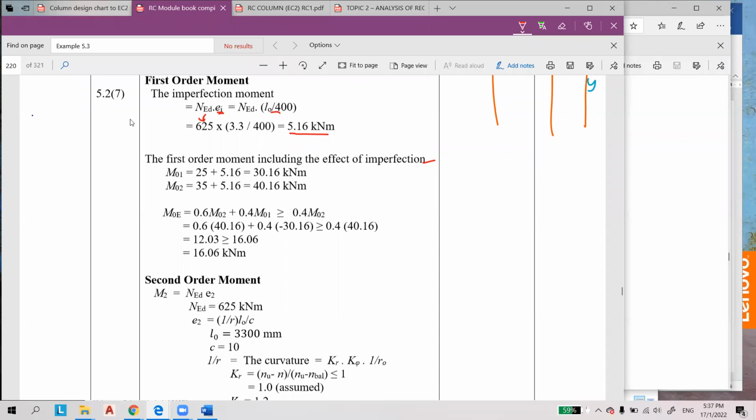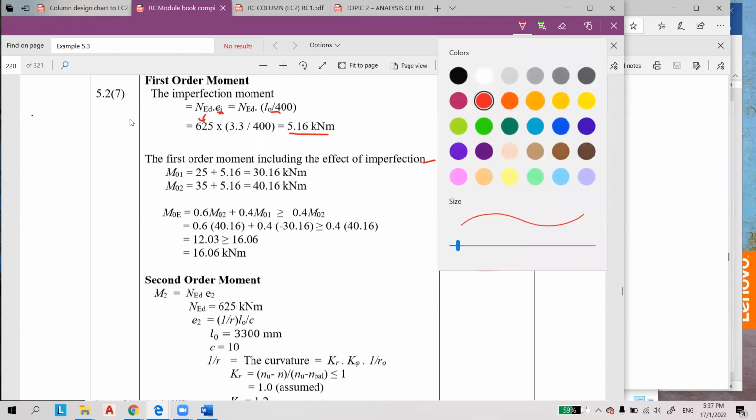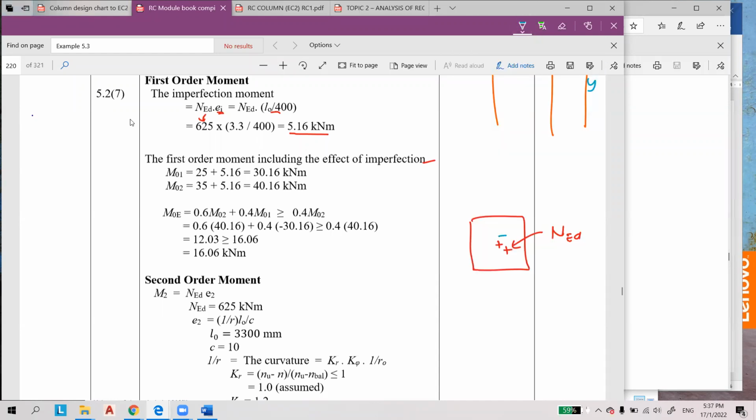The effect of eccentricity means, let's say this is our column, and this is the actual position of NED. It has some offset here, and the offset is 3.3 divided by 400. This is the distance, and then the loading creates a moment. This is the imperfection moment.